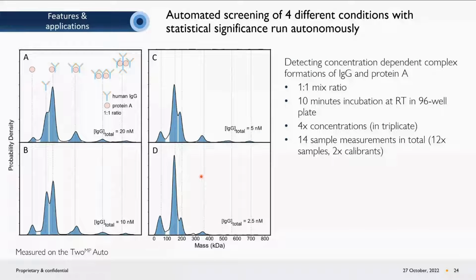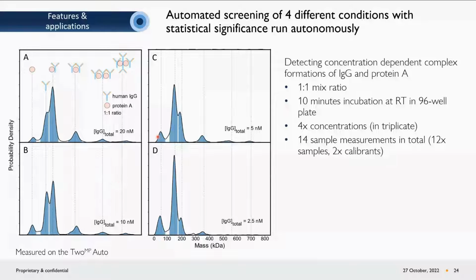Now, what can you do with this? Here's an example where we screened 4 different conditions with statistical significance using triplicates autonomously in the robot. So starting off with an IgG and protein A mixture, a 1-to-1 mixture, at a total concentration of 20 nanomolar of the IgG. And what we can see is that several peaks are showing up that correspond to either the protein A or just the antibody, and then several combinations of the two of them. So higher order structures.